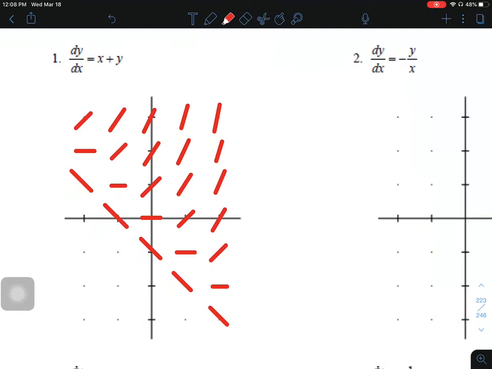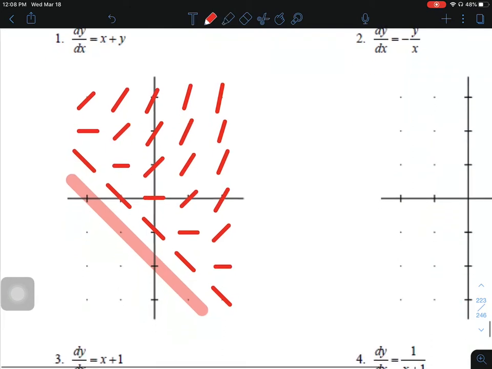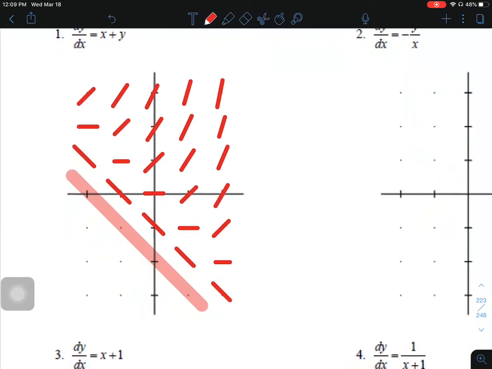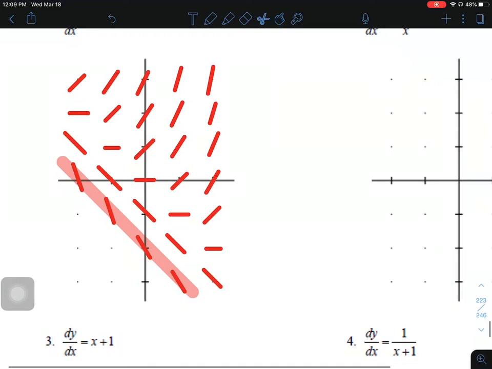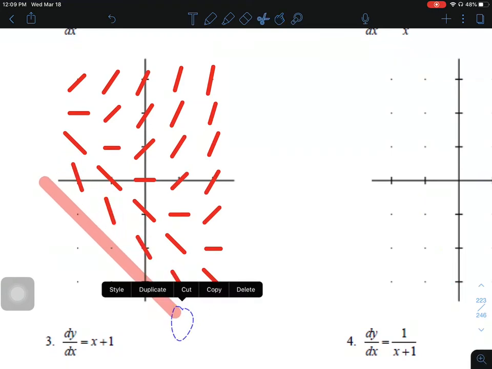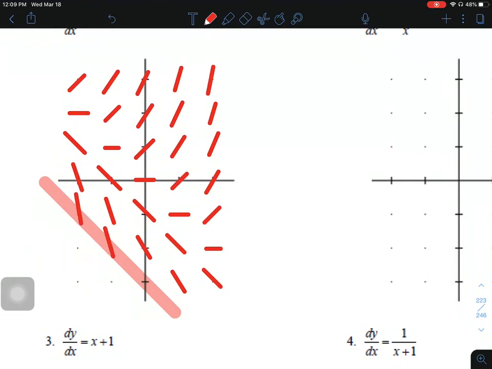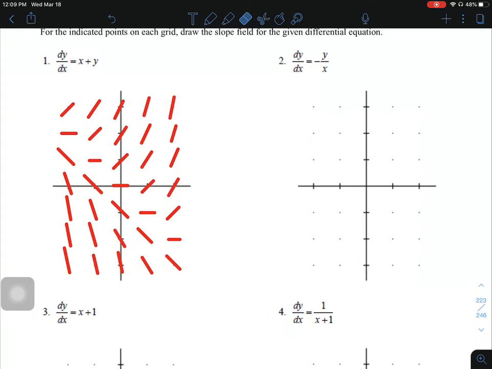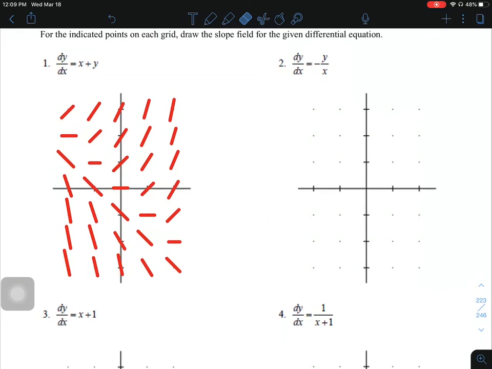Along this diagonal, they're all going to be the same because each of those ordered pairs add up to negative 2. So let's say negative 2, negative 2, negative 2, negative 2. This diagonal, they're each going to add up to negative 3, so it's more steeply negative. This diagonal is negative 4. And this one's negative 5. Slope field looks something like that. Do your best. Number 2 is more complicated.